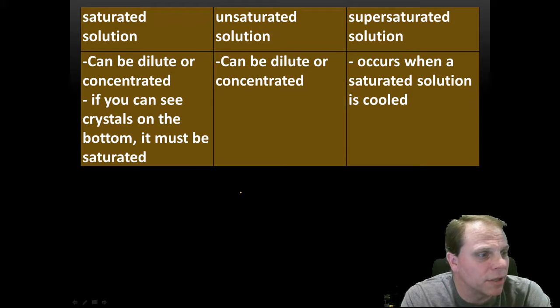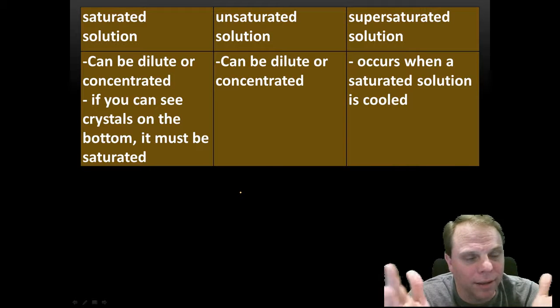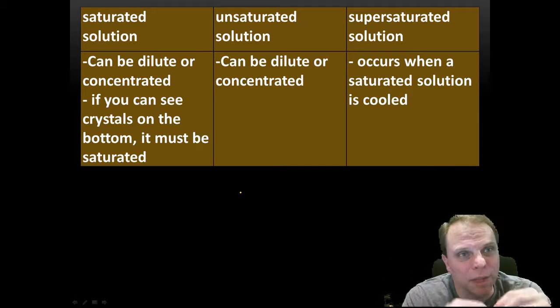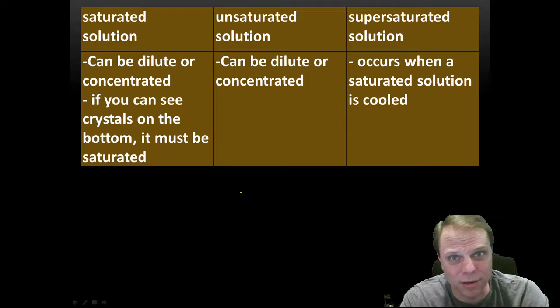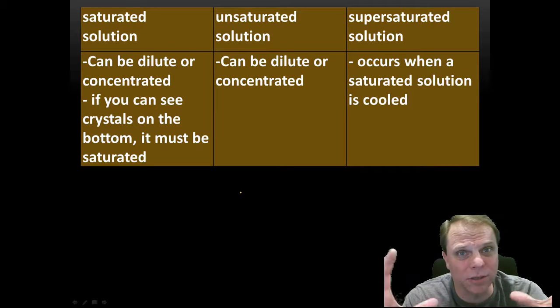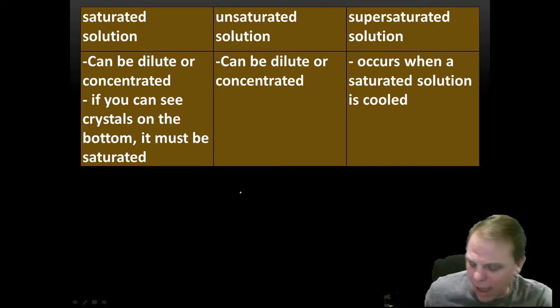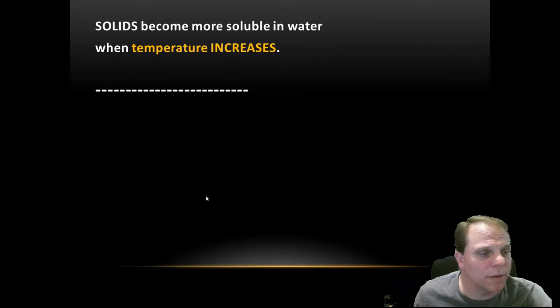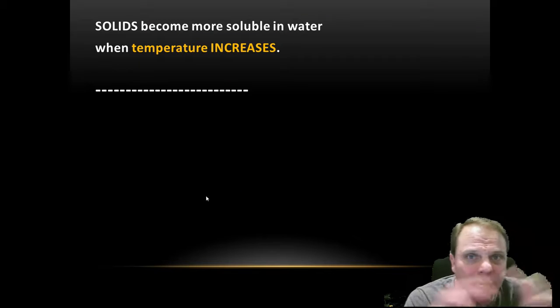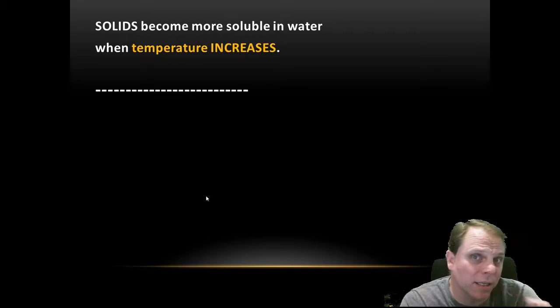Unsaturated solutions can be dilute or concentrated as well. And supersaturated solutions are, again, you have to remember that you need it to be heated up while more stuff is being added, and then it cools down. That's the only way you can get to a supersaturated solution, is by allowing it to cool down after it's been heated and had more stuff added to it. All right, now we've seen, and we're going to see another graph here in a little bit, how solids become more soluble in water as the temperature increases.